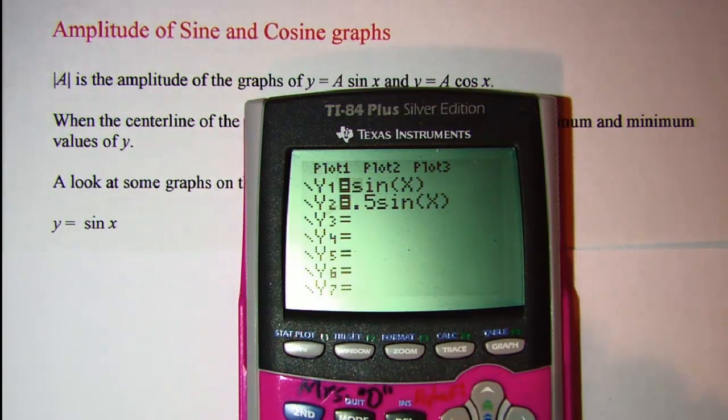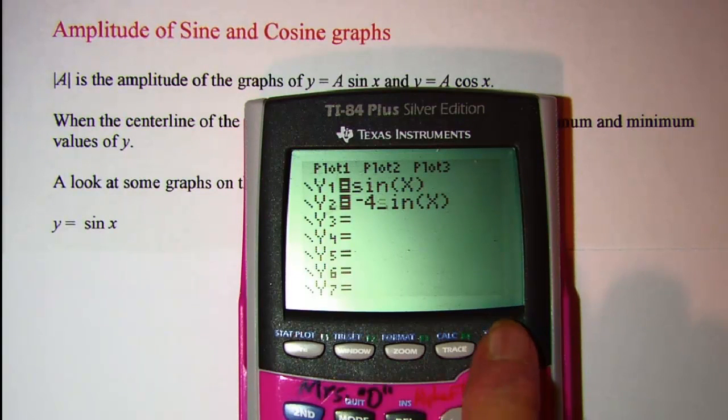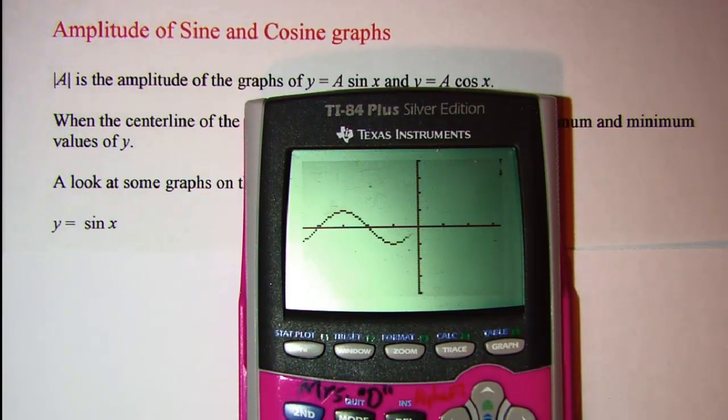Let's look at one other thing with the sine curve. I want to delete this one and insert a -4. Okay, this time my A value is -4. My amplitude, though, is the absolute value of -4, which is 4. So the amplitude on this new graph is 4. Let's look at how this graph looks. There's my sine curve, and there's my -4 sine x.